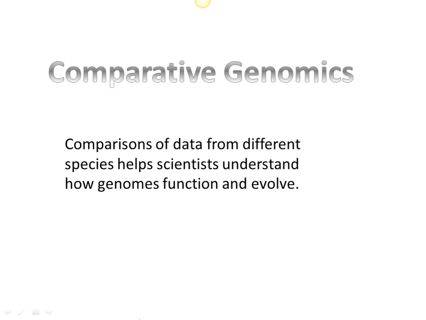Comparative genomics compares, as it suggests, the DNA sequence data from different species to help understand how genomes function and how they evolve. By looking for similarities between species, you take what we know from one species and apply it, seeing if it's also true in the other species. So it's a cross-species comparison of genomic information.